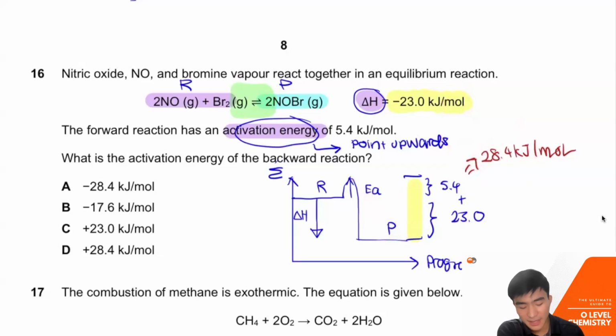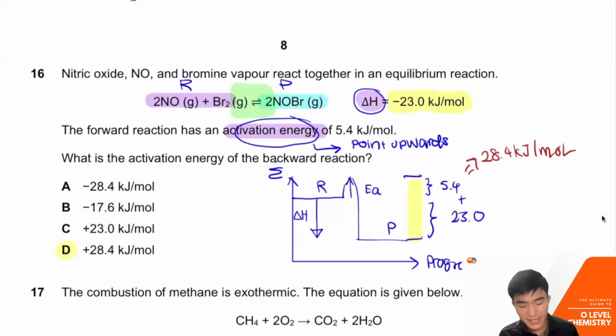It's positive. Why? Remember, number one, activation energy must always be positive. Activation energy always points upwards. Why is it positive? Because I am gaining energy. Before I lose energy, I need to gain energy. First, go up the hill, right? Okay. So, the answer is D. D for donkey.